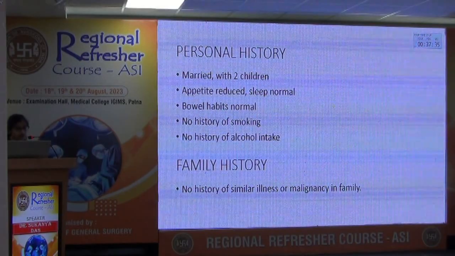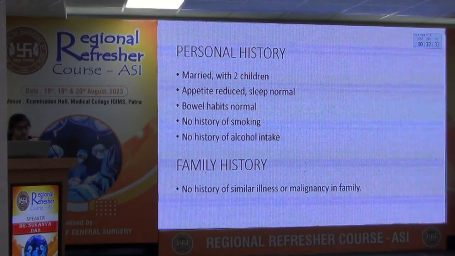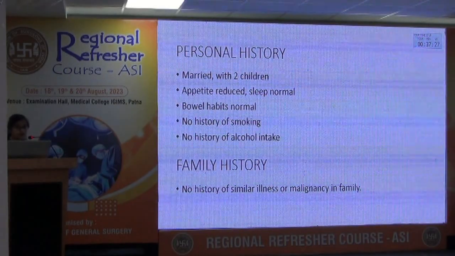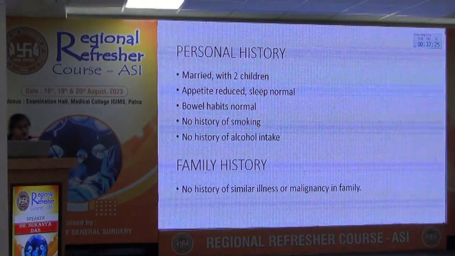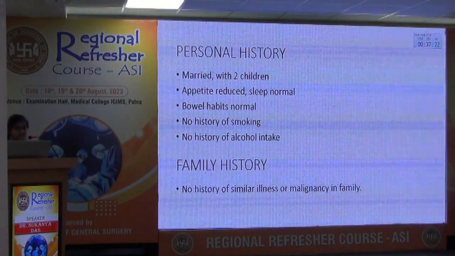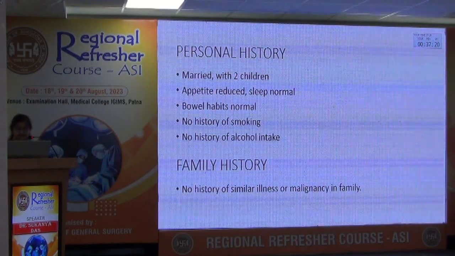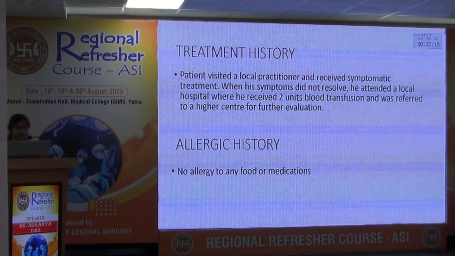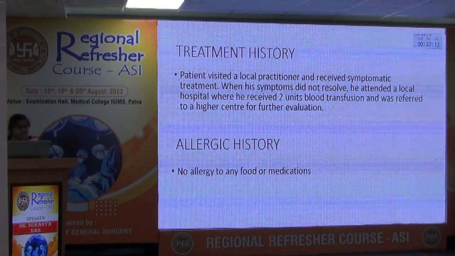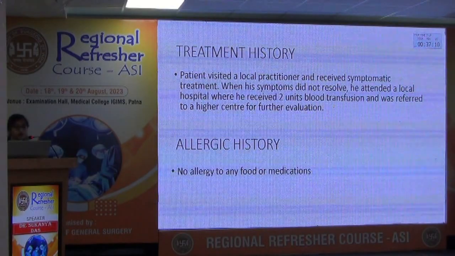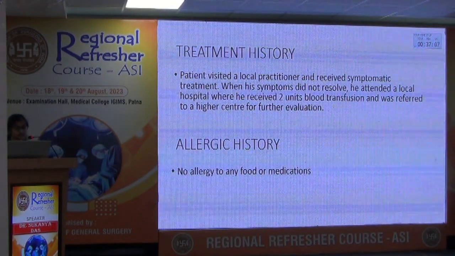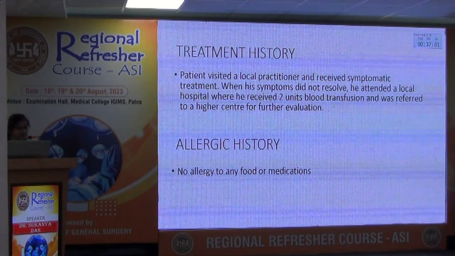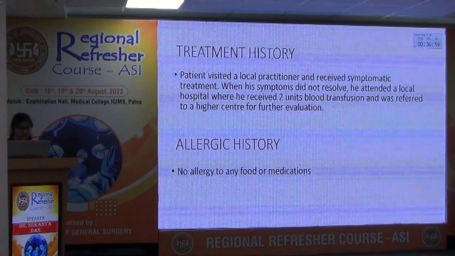The patient is married, has 2 children, and all of them are healthy. Appetite is reduced, sleep normal, bowel habits normal. There is no history of smoking or alcohol intake. Family history: there is no history of similar illness or malignancy in the family. Under treatment history, patient visited a local practitioner and received symptomatic treatment. But when his symptoms did not resolve, he attended a local hospital where he received 2 units of blood transfusion and was referred to a higher center for further evaluation. Patient has no allergy to any food or medications.